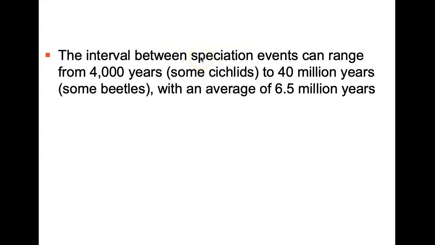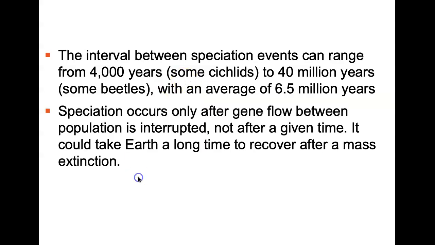Sometimes it could take about 4,000 years to 40 million years, with an average of 6.5 million years. This is just to give you a sense of how long speciation events can take. It really depends. Speciation occurs only after gene flow between populations is interrupted, not after a given amount of time. So time doesn't guarantee new species. It's really whether the gene flow gets cut off.